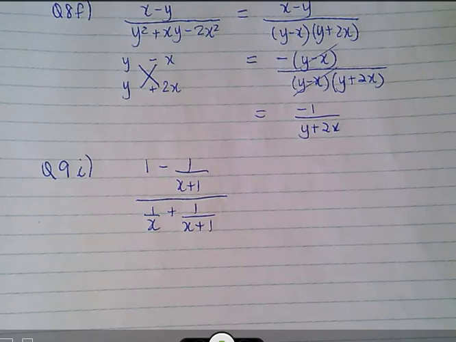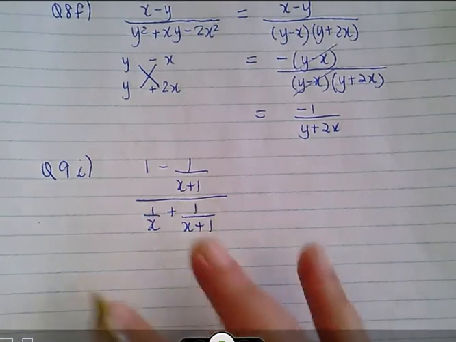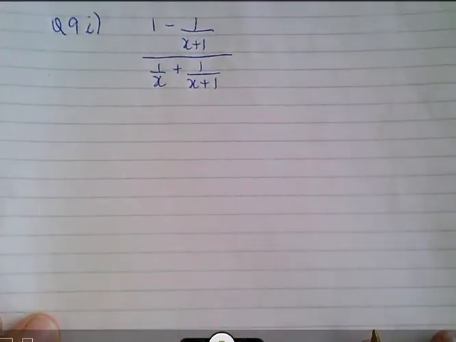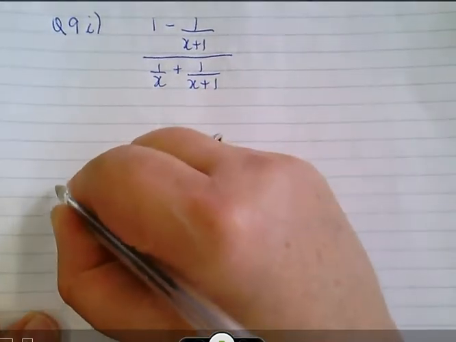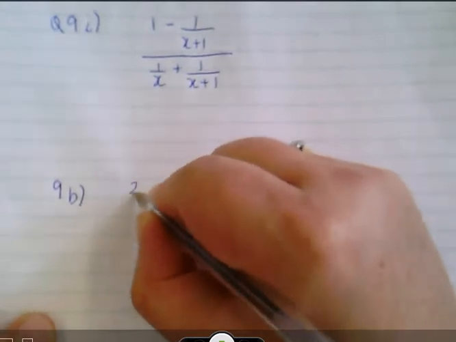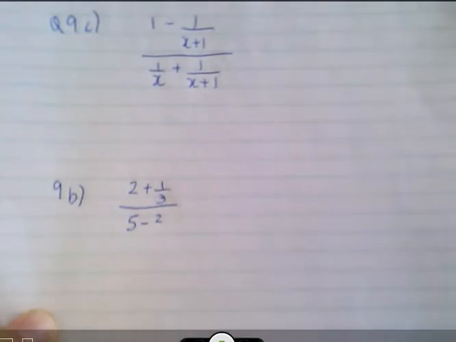There are 2 ways you could do this. One way is common denominator on numerator and denominator, but the quickest way is to multiply everything, the numerator and the denominator, by the same thing. What I might do, I'm just going to leave that one for a sec. I'm just going to do another question just to show you the technique. So just keeping that there for a sec, I'm going to do 9b here, and I've got 2 plus a third over 5 minus, actually no, I won't do that one.